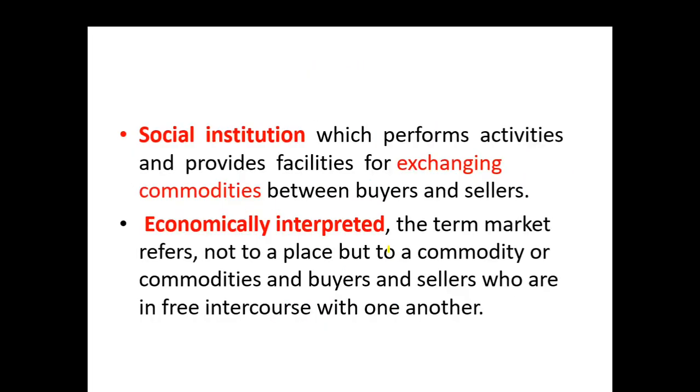Market can be considered a social institution. We have already said that sociology deals with the 5 basic institutions, but there are also some institutions within it, and marketing is under the economic institution domain, which performs the activities and provides facilities for exchanging commodities between buyers and sellers. Okay, the important thing here is the exchange of commodities. Exchanging of commodities between buyers and sellers happens in the case of markets. Clear?